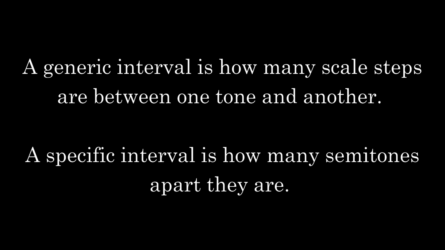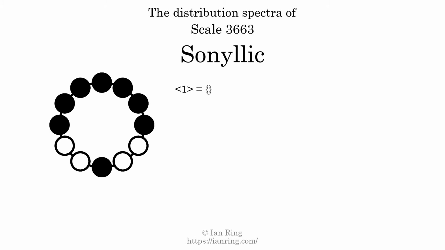A specific interval is how many semitones apart they are. The generic interval of one scale step comes in two different specific interval sizes, 1 semitone and 3 semitones. The spectrum width of this generic interval is the highest, 3, minus the lowest, 1, which equals 2. The generic interval of two scale steps comes in three different specific interval sizes, 2 semitones, 4 semitones, and 6 semitones. The spectrum width of this generic interval is 4.